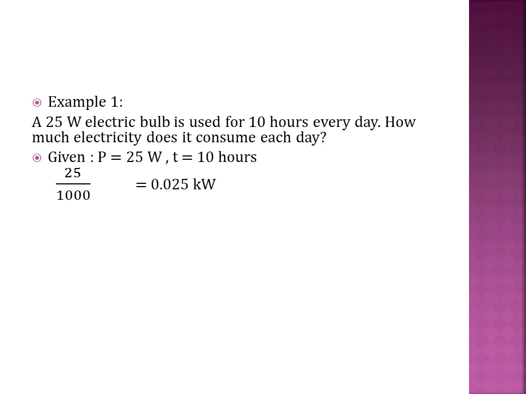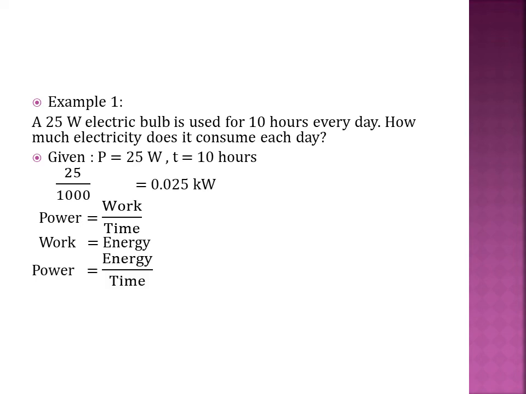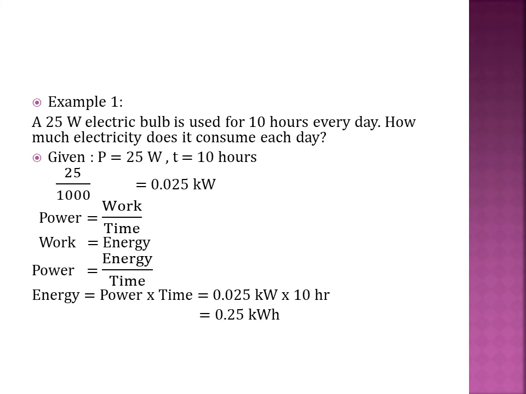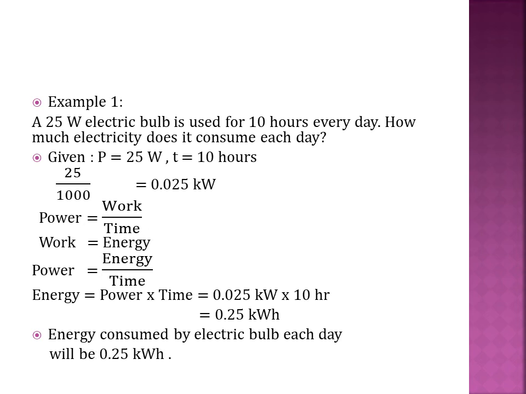Now we know that power is equal to work upon time. Work is equal to energy, so we can write power is equal to energy upon time. So energy will be equal to power multiplied by time. That will be equal to 0.025 multiplied by 10. So energy will be equal to 0.25 kilowatt hour. So the energy consumed by the electric bulb will be 0.25 kilowatt hour.